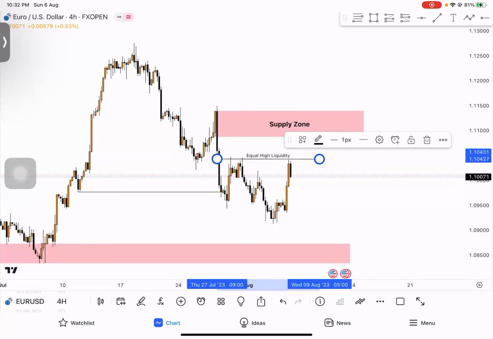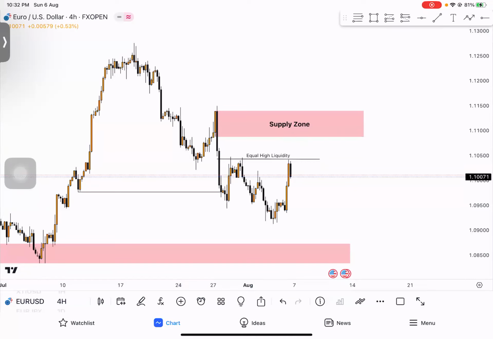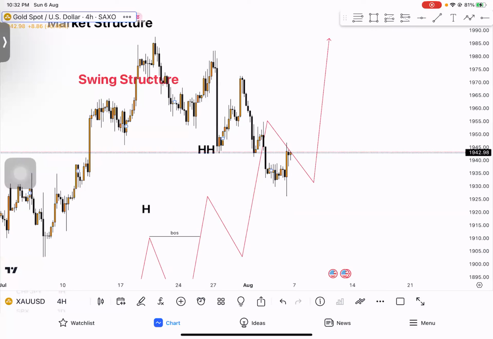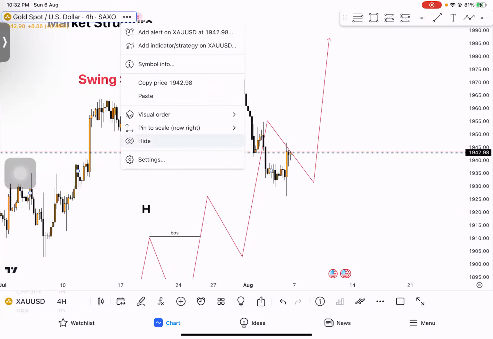Is that clear, guys? If you don't have any questions, we will be waiting for this setup to sell next Monday onwards. This is the first model that we are looking for in terms of liquidities.